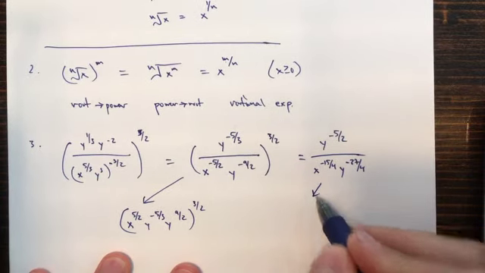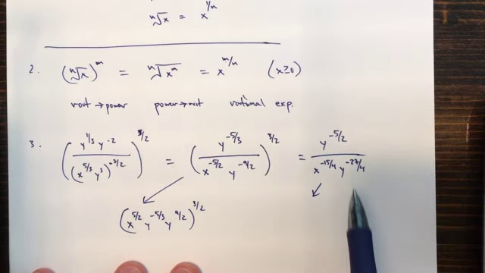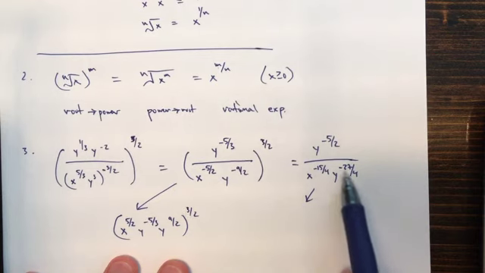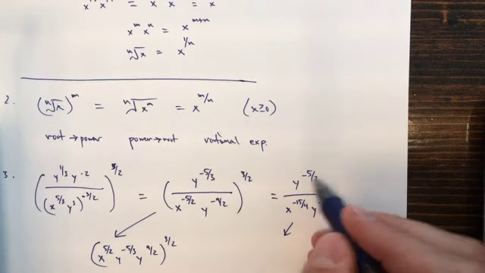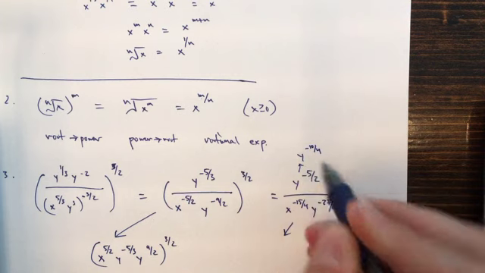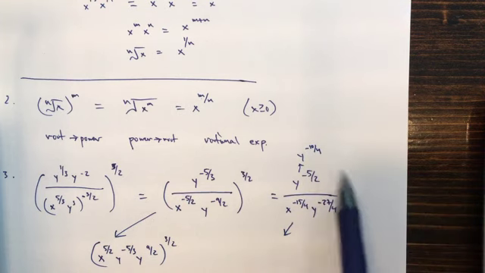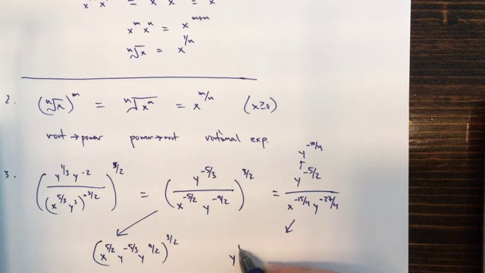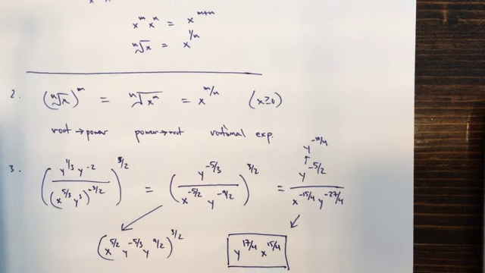So from here, I do need to simplify the y's. So I've got negative 27/4. This would be y to the negative 10/4. So if I've got negative 10, I'm going to add 27, so I should get y to the 17/4 and x to the 15/4. That would be my final simplified answer for this problem.